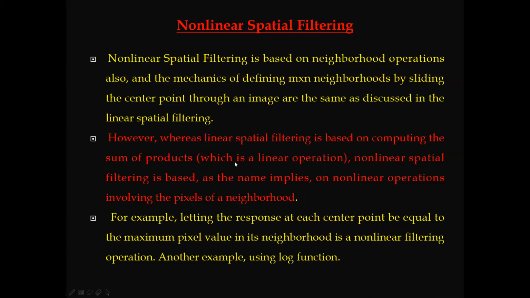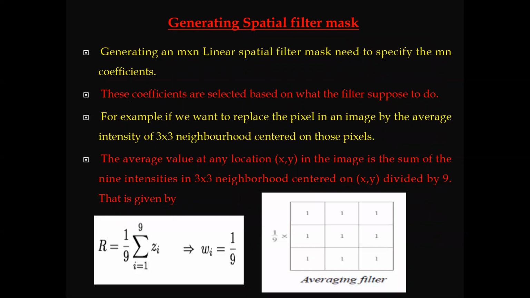For example, letting the response at each center point be equal to the maximum pixel value in its neighborhood is a nonlinear filtering operation. Another example using this filter mask is given here: R = 1/9 summation i = 1 to 9 of Zi, with Wi = 1/9. So this is one of the filtering masks we have.